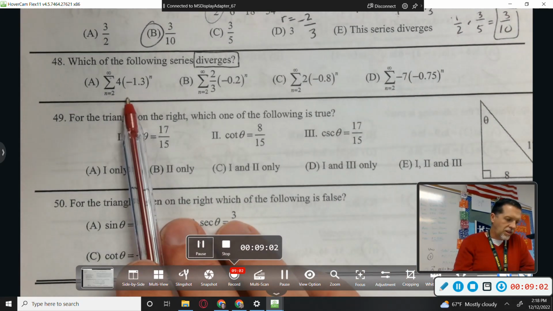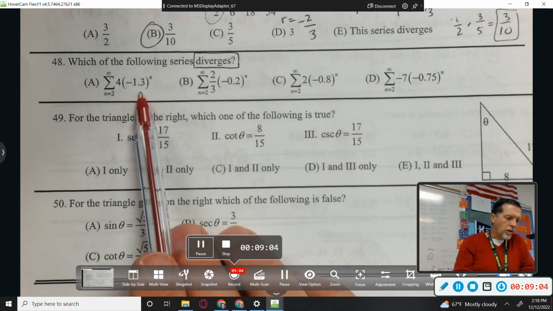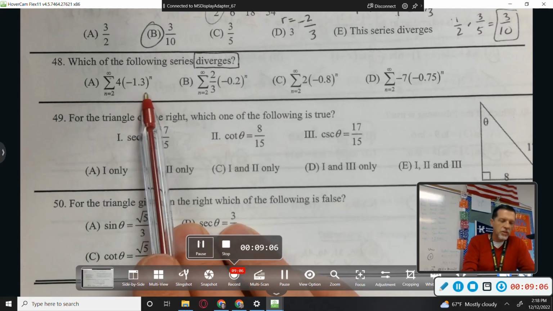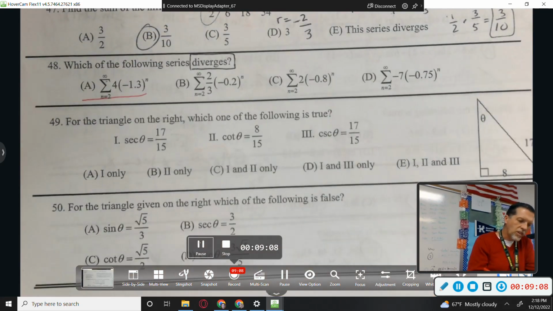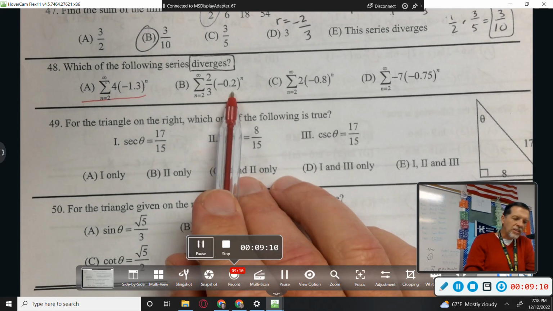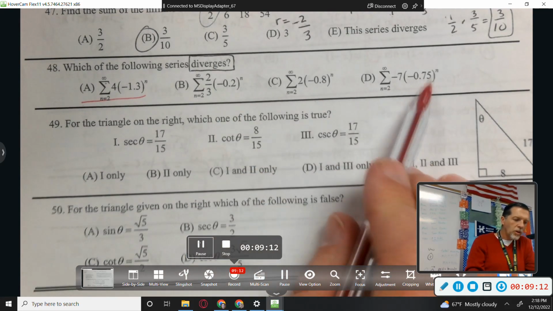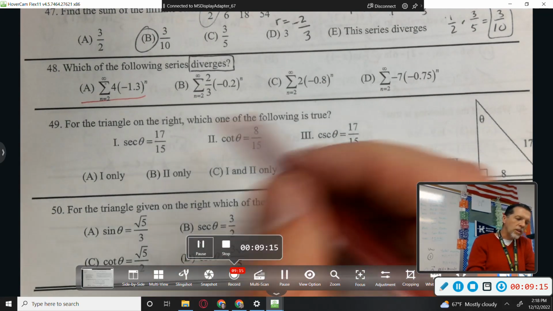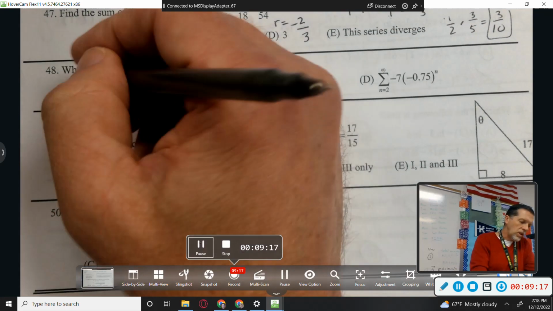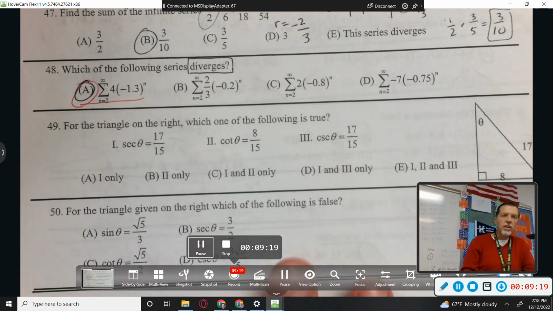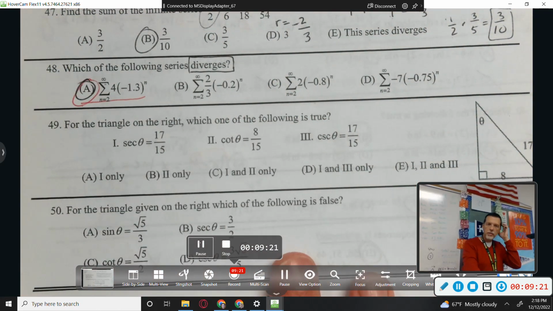So I look down here, 1.3, that's bigger than 1. That's going to be getting bigger and bigger terms. So I'm pretty sure it's A. 0.2, that's smaller than 1. 0.8, smaller than 1. 0.75, smaller than 1. So all of those are converging. So yeah, A will diverge because the terms get bigger and bigger.